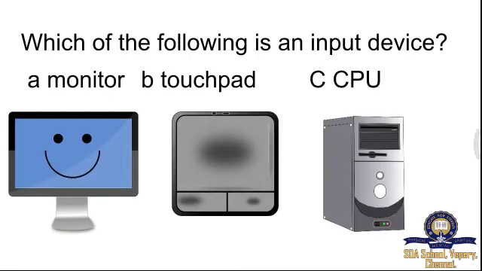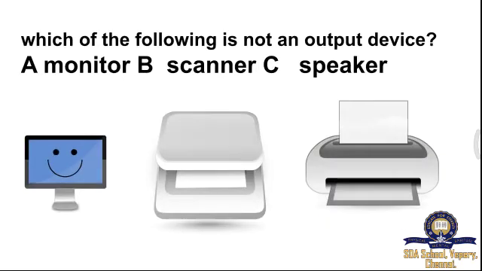Now you can see these three pictures. Which of the following is an input device? You have to select the input device. First one is monitor. Second one is touchpad, it is there in the laptop. And the third one is CPU. Can you tell me which one is an input device? Of course, touchpad is the input device. The middle one, second one, touchpad is the input device. You have to select touchpad.